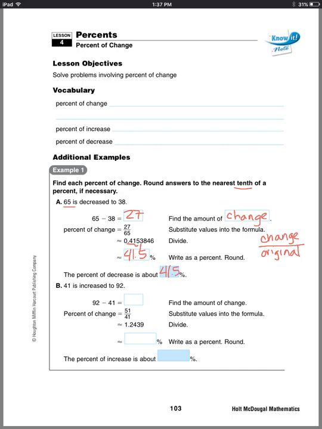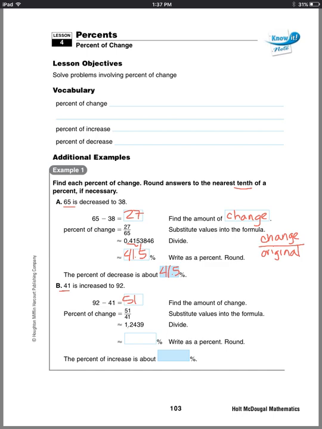The next problem is an increase problem. Okay? So same steps. Even though it's increased, we still subtract in order. Bigger number minus the smaller number, so 92 minus 41, and we get 51. Alright, now we take our change, which was 51, over the original number. The original number is always our first number, so over 41, and we divide. When we divide, we get 1.2439.